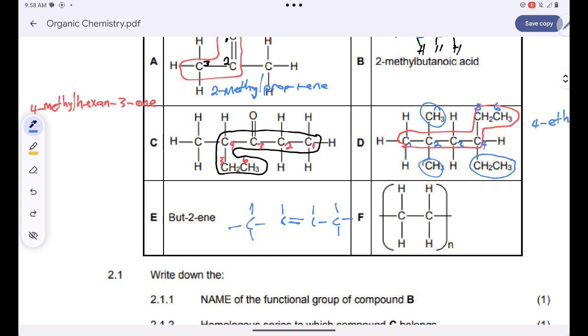And then compound F, guys, it's a polymer. You don't have to worry about it. It's not part of your syllabus. So anything that has to do with compound F, we'll just miss it.